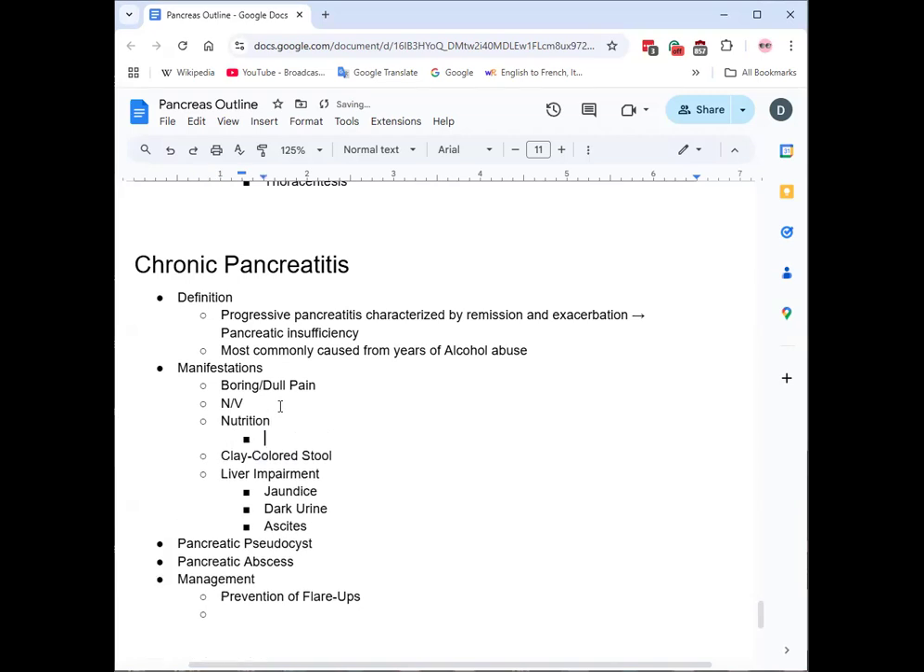So nutrition, just like Ryan mentioned, you have weight loss, and that's because of the chronic, long-lasting effects of missing enzymes to have proper nutrition, right? If you don't have those enzymes, you're not breaking down food properly. In terms of the pain, I believe they do have different types of pain. Yeah, the boring versus probably a more sharp type of pain.